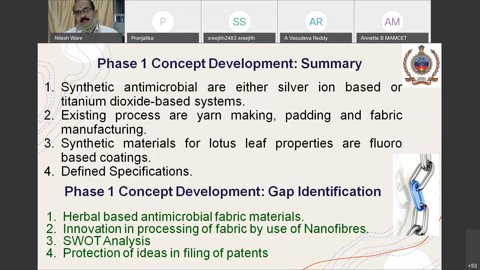But with the existing state of the art search and with support from DRDO and services, I was able to define a very nice specification. So from this specification definition, the next process is gap identification.